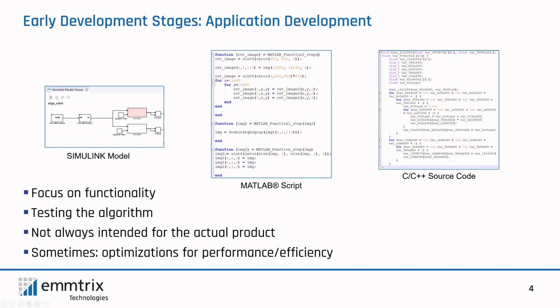What do we mean by early development stages? So first, let's have a look at the application development. The usual way is to focus on the actual functionality of the application. So you model your behavior inside of a Simulink model, for example. You write it in scripts or use source code directly. The goal is to test the algorithm and verify that the function is correct.